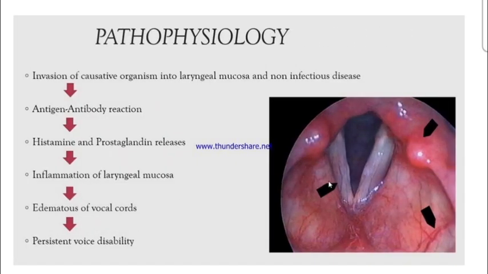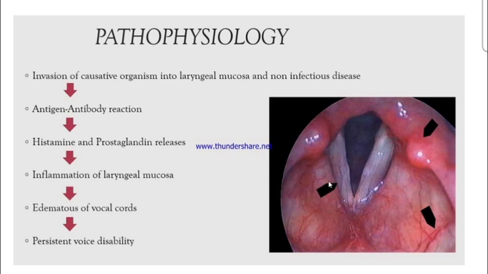Coming to pathophysiology: invasion of the causative organism into the laryngeal mucosa, and non-infectious disease. The causative organism can be bacteria or virus, and this can lead to an antigen-antibody reaction. We have our antibodies; they attack the foreign bacteria or virus. So this can lead to histamine and prostaglandin release.